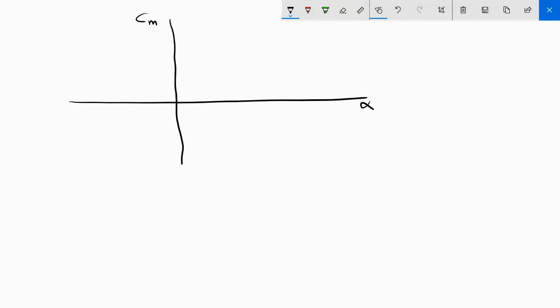Now let's say there are two airplanes that we are going to compare. Airplane 1 has CM versus alpha, which looks like this. So this straight line represents CM versus alpha for airplane 1. And let's imagine that there is another aircraft for which CM versus alpha has a positive slope. So this is airplane 2.